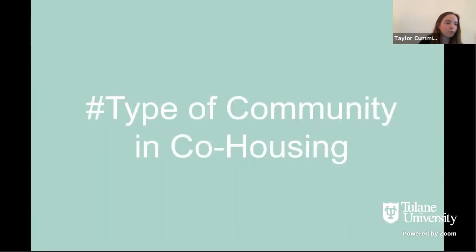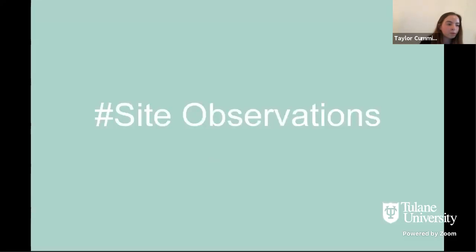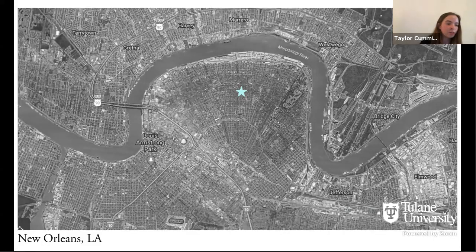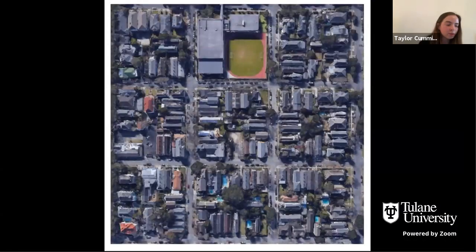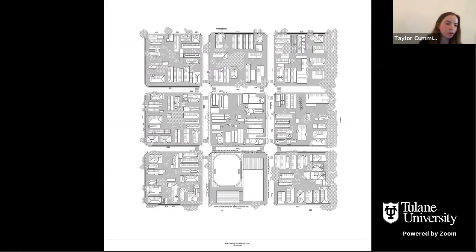So before I started designing the project, I researched Grow Dat Youth Farm in New Orleans. It connects youth in growing crops and selling them and just engaging the community. So for site observations, you can see the site is located right there in context with the surrounding area. So this is our site. You can see it's mostly composed of long, skinny houses.